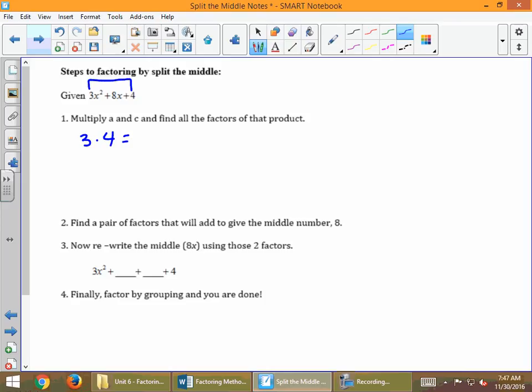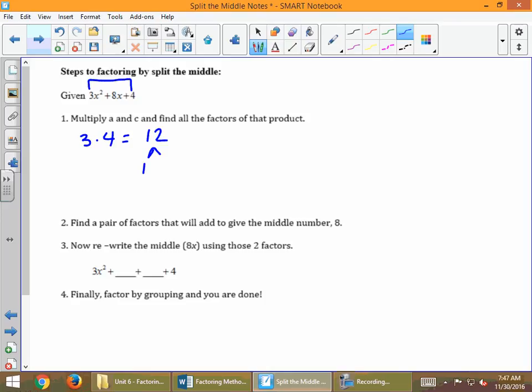There might be other ones that multiply to give us 12, though. You're right. 3 times 4 is 12. Okay? You're right. 3 and 4 do add to give us 8, but there might be other numbers that also add to give us 8. Okay? Then do exactly what we did at the beginning. Write down all the factors of 12. What are all the numbers that multiply to give us 12?